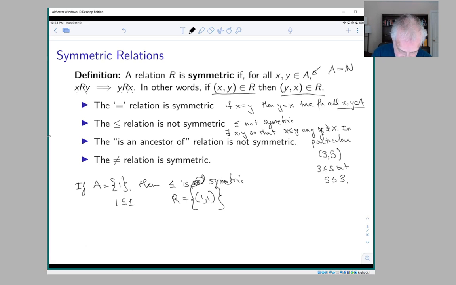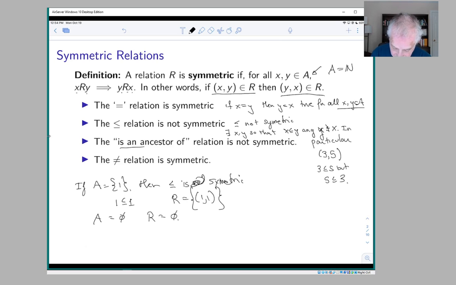And if A were the empty set, then R would be the empty set, and it would have this property because whenever you have a for all on the empty set, it's automatically true. Just like if you have an implication and the hypothesis is false, the statement's automatically true.